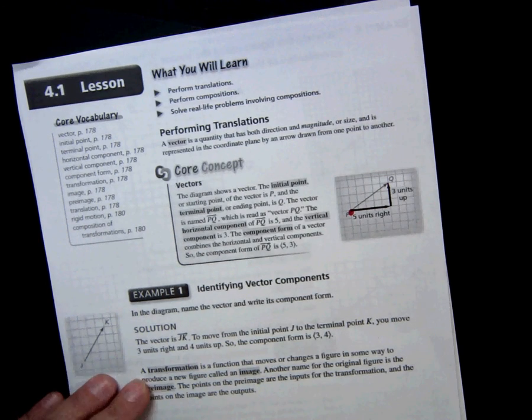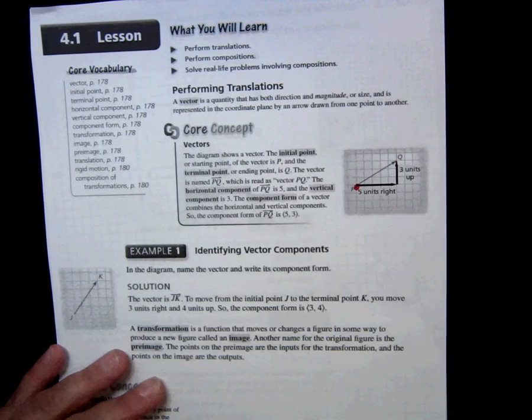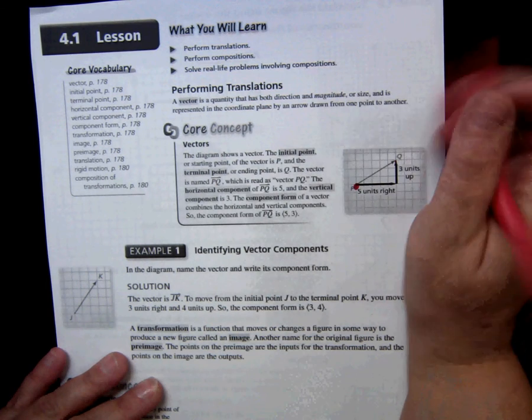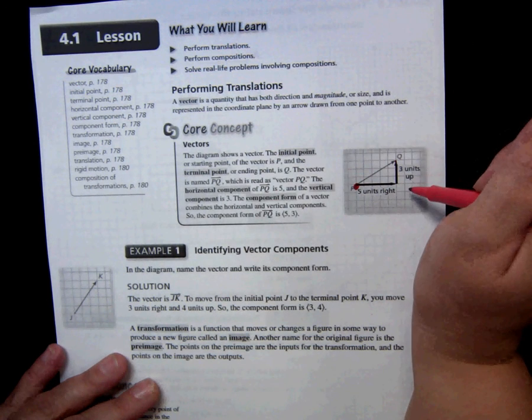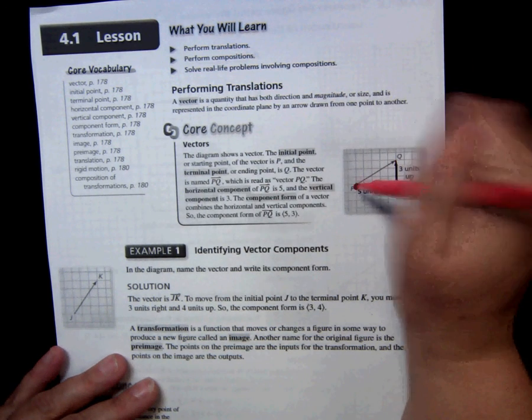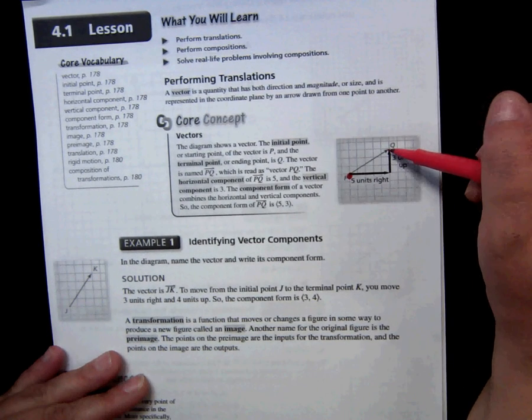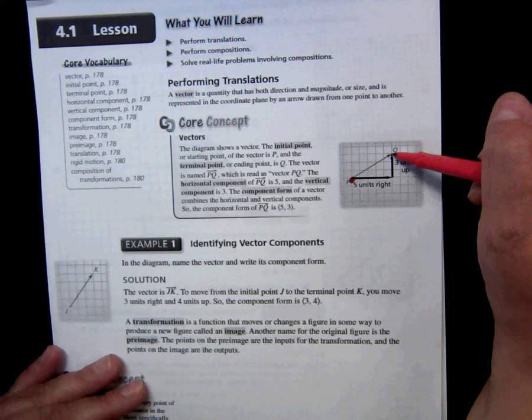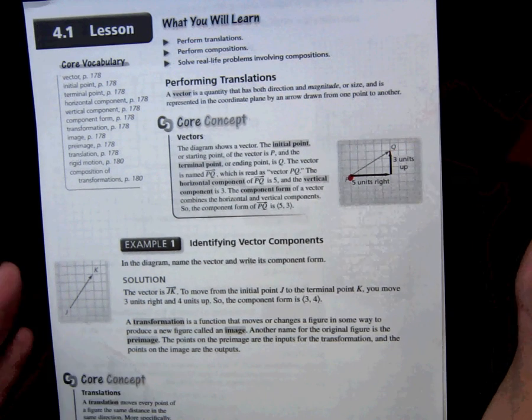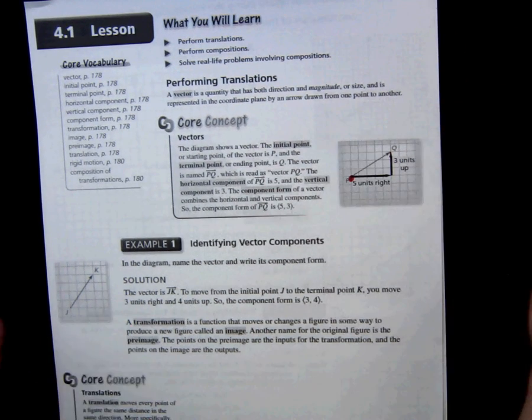Okay, today we're working on lesson 4.1. It is about translations. This is a vector over here. The initial point, or the starting point, is point P. And the terminal point, or the ending point, is point Q. We name the vector PQ.